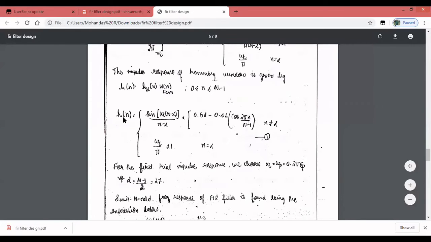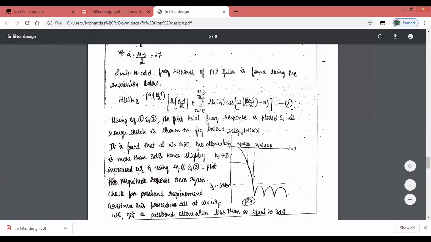Here we are finding it for a Hamming window, so it is h of n into sine of omega c into n minus alpha divided by n minus alpha, into my Hamming window function. I have to remember the Hamming window function, which is given by 0.54 minus 0.46 into cos 2 pi small n divided by capital N minus 1. Then we know the normal iterative procedure, so we can show how the frequency response curve will be for any given window.